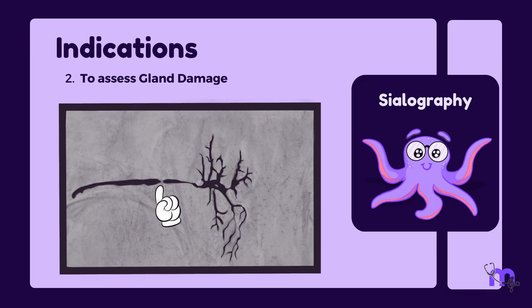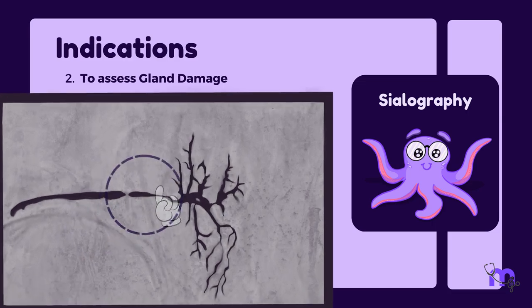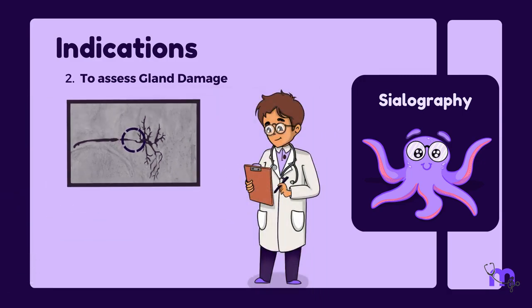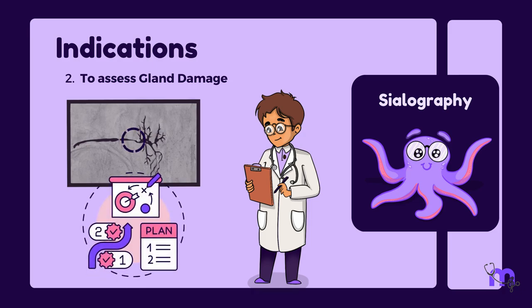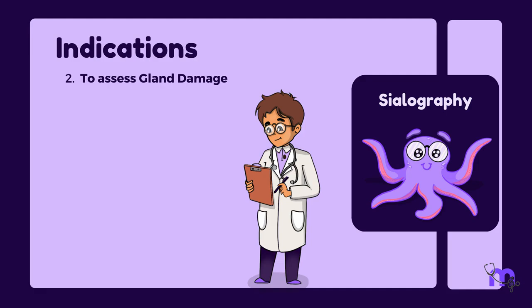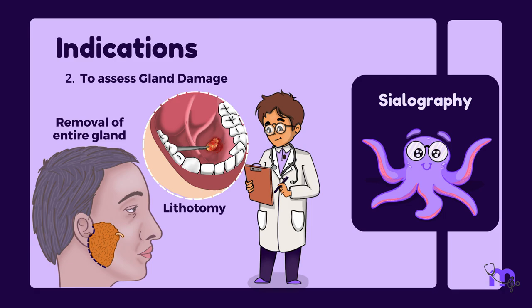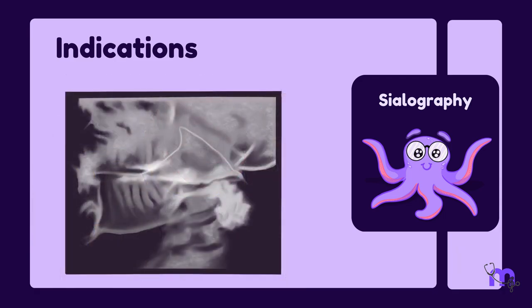When a blockage in the duct occurs, the part of the duct and gland tissue beyond the blockage can undergo destruction due to the lack of saliva flow. Sialography helps us assess the extent of this damage, which is crucial for deciding the appropriate treatment. This could range from the procedure of simply removing the stone, called lithotomy, to potentially removing the entire gland. The next indication is to detect tumors. Sialography can reveal signs of epithelial breakdown, which can occur with tumors.